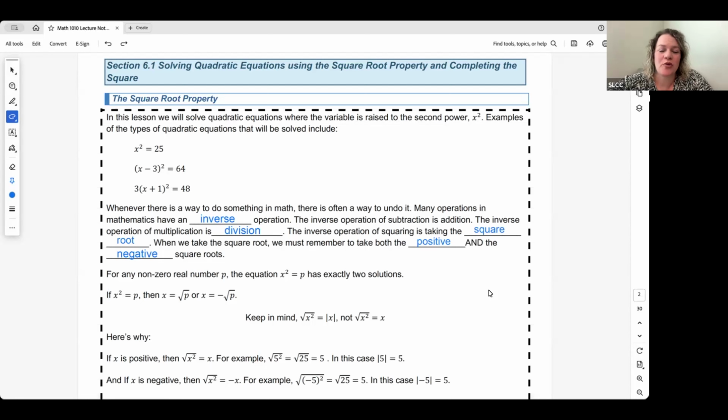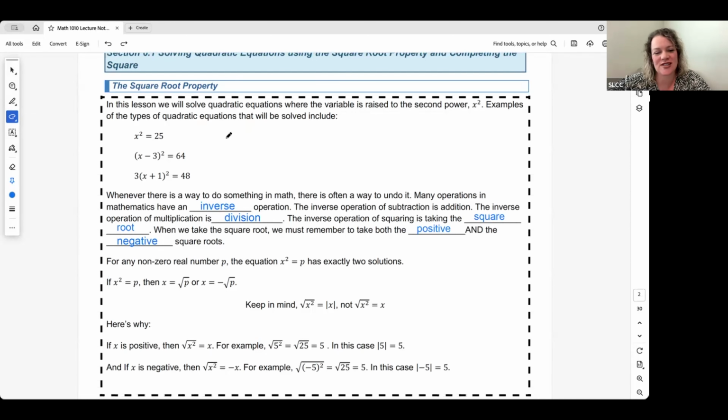When we look at the square root property, what does that mean? We're trying to take the square root of both sides of an equation in order to solve for x. Notice, when we have quadratics, we have different forms. We could have x squared equals 25, or we could have a binomial squared. So x minus 3 squared equals 64, or we could have a binomial squared with a coefficient. So 3x plus 1 squared equals 48. We'll discuss today how to solve each one of these.